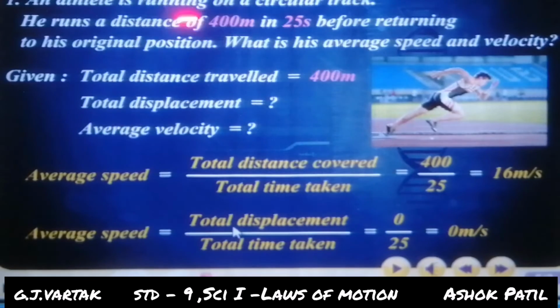In circular motion, the direction is changed but the displacement is 0. Average velocity is equal to total displacement, 0, upon 25, which is equal to 0 meters per second, because the path is circular. That's why both answers are coming here: average velocity is 0 meters per second, and average speed is equal to 16 meters per second.